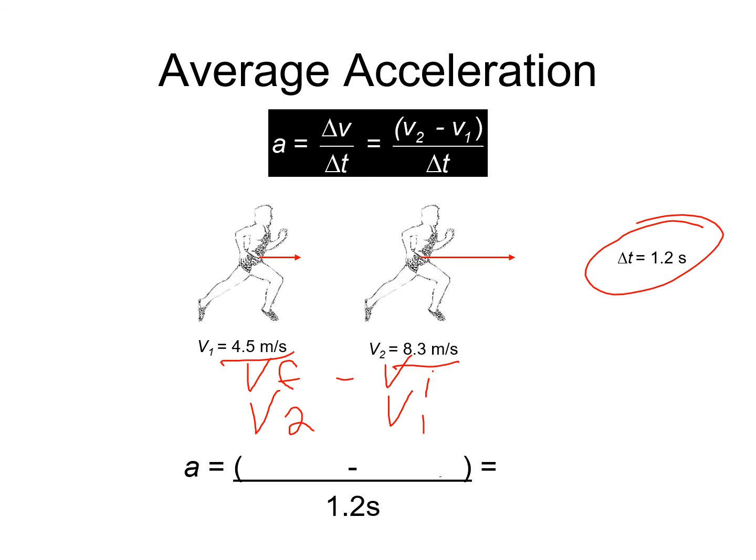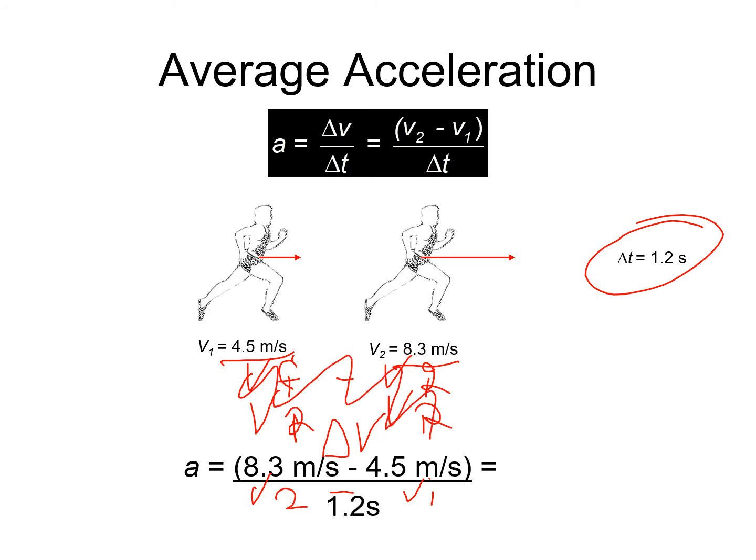So, they started at 4.5 meters per second and finished at 8.3 meters per second, so this is our change in velocity. Here we're saying V2 minus V1, okay? This should be V2, initial V1. Okay, I made a mistake there, but I tried to fix it. This is V1, V2, sometimes V final, V initial, excuse me.